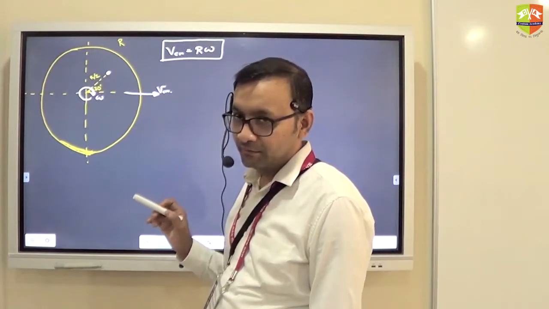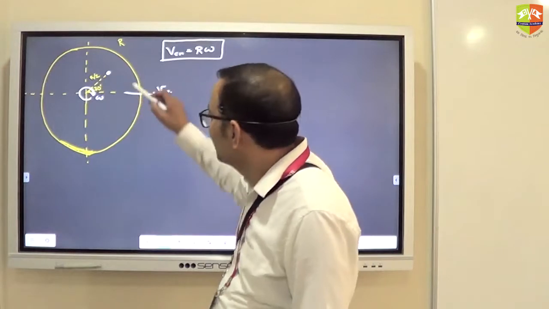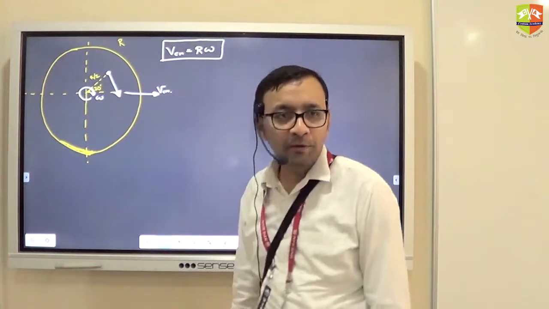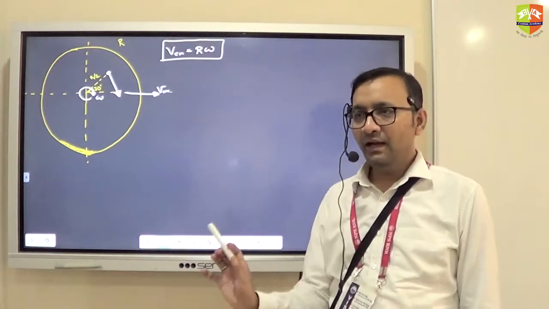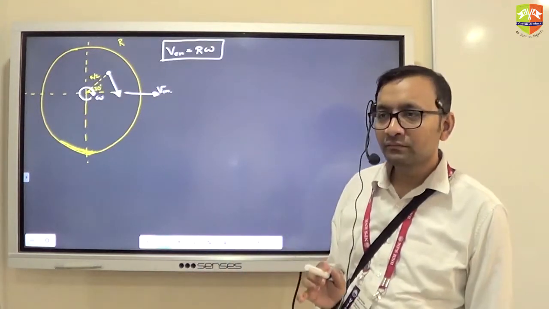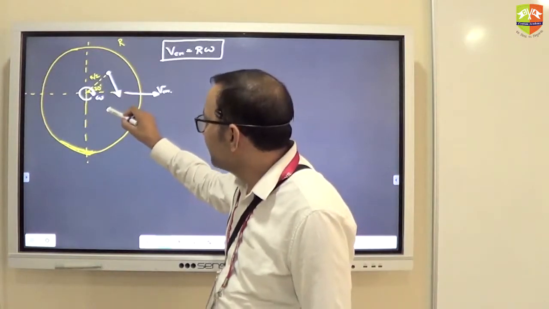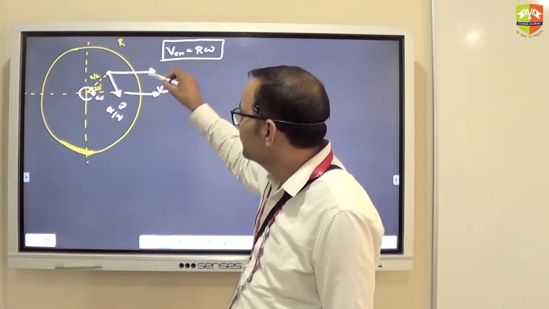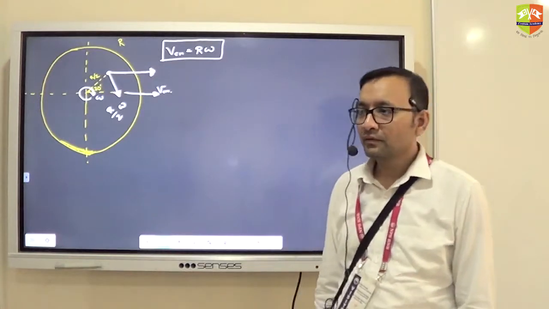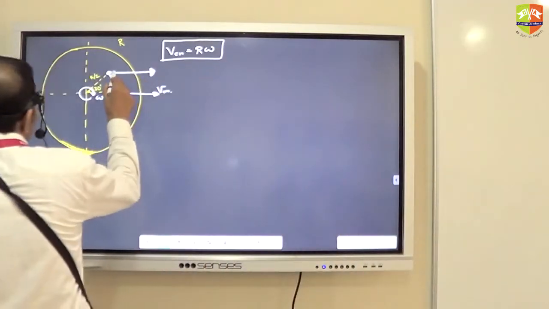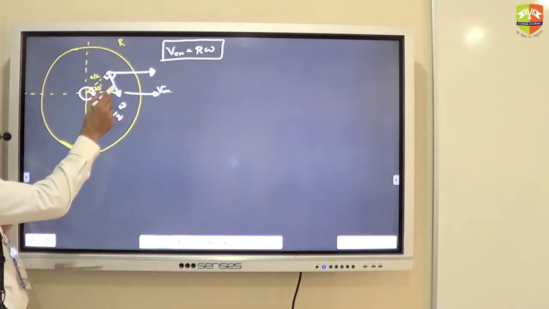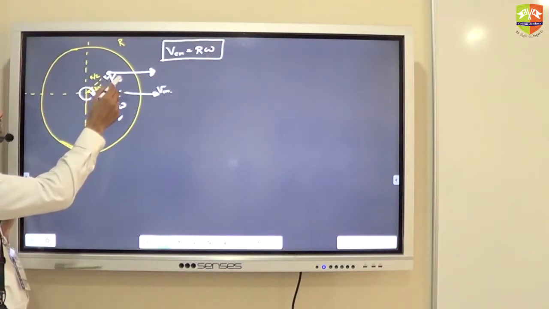Relative to the center of mass, which direction will it go? Down like this. And how much will this velocity be? R by 2 into omega, which is what? VCM by 2 only. So this is R by 2 into omega, and I have to add VCM on it. This velocity I have to add. And this angle is how much? This is 90. This is how much? 60. So this is 60 degrees.